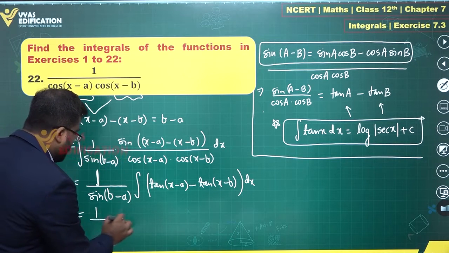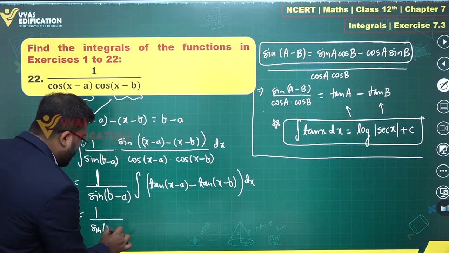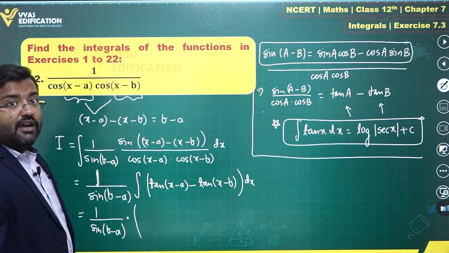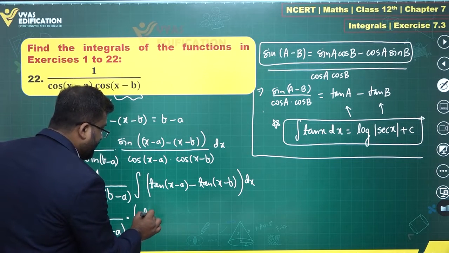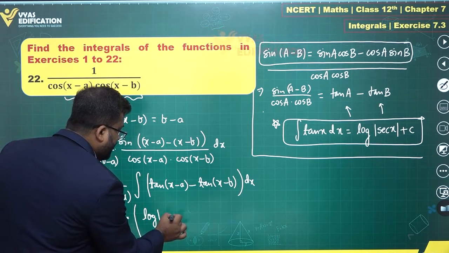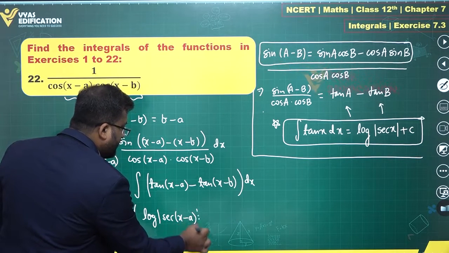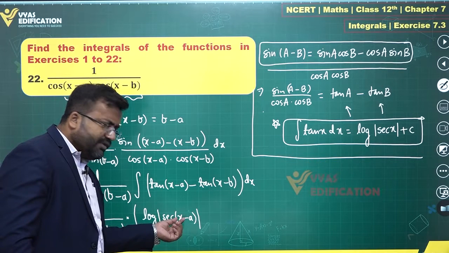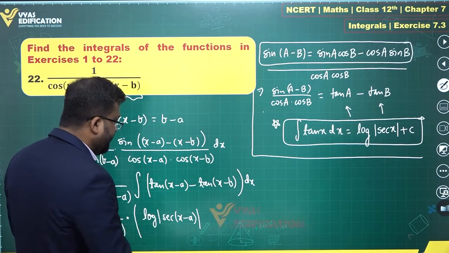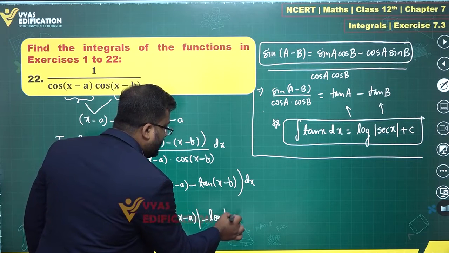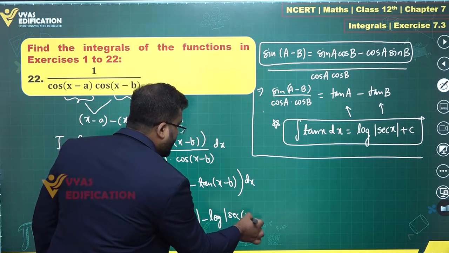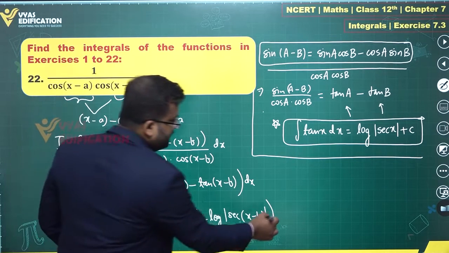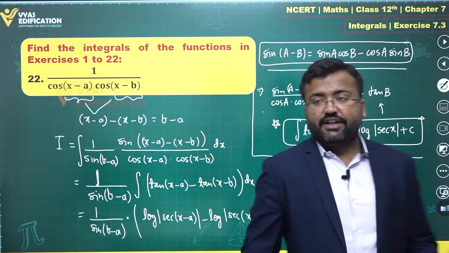Okay. 1 upon sine b minus a will remain as it is, into integral of tan of x minus a, which will be log mod sec of x minus a. At most you need to divide by the coefficient of x, since this is a linear expression of x. Dividing by the coefficient of x, which is 1, will not make any difference, right? Minus log mod sec of x minus b. This is what I get, plus a constant of integration. This is the expression.